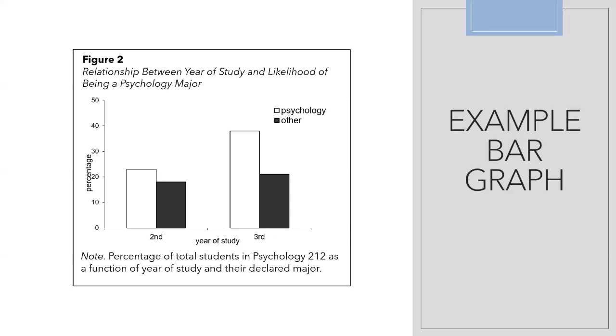Your bar graphs should look very similar to this one, with only two bars separated by a space if you only have one independent variable.